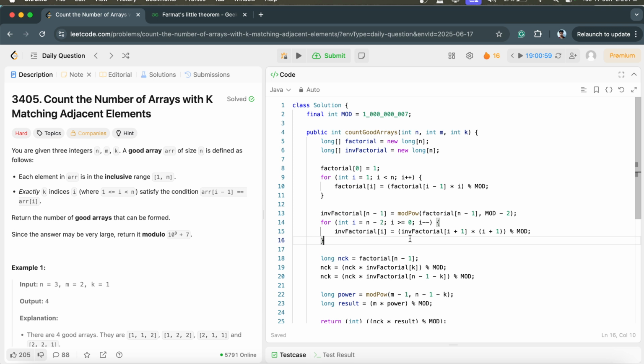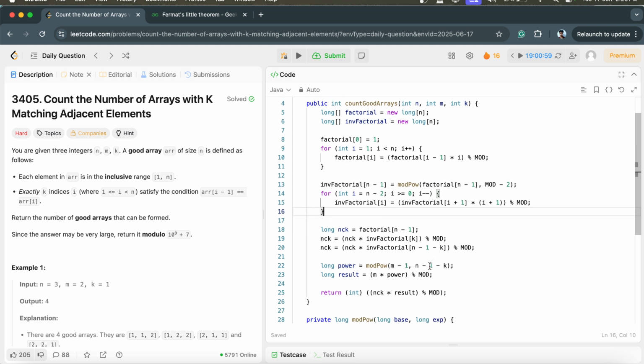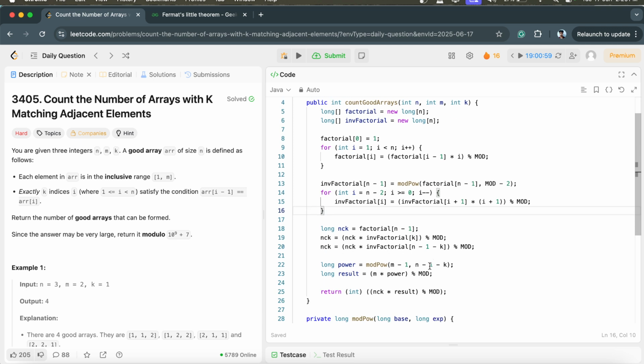If required to explain this entire code properly, I will make a different video and explain each line of code. Okay, inverse factorials we also got. n factorial and n minus 1 factorial we can get from this particular array. Whatever the r factorial or n minus 1 minus k factorial value that we have, we can get from the inverse of factorial.